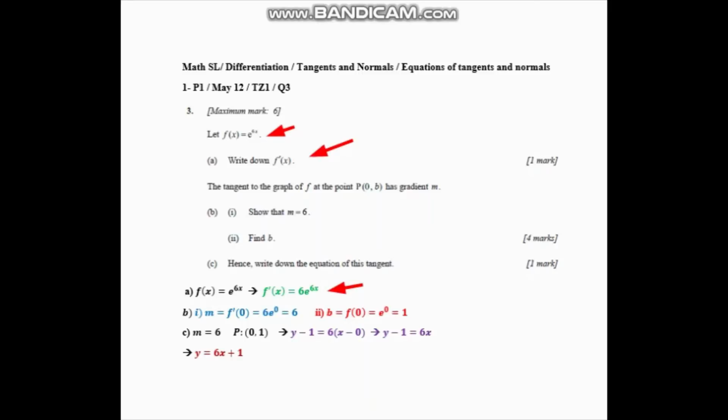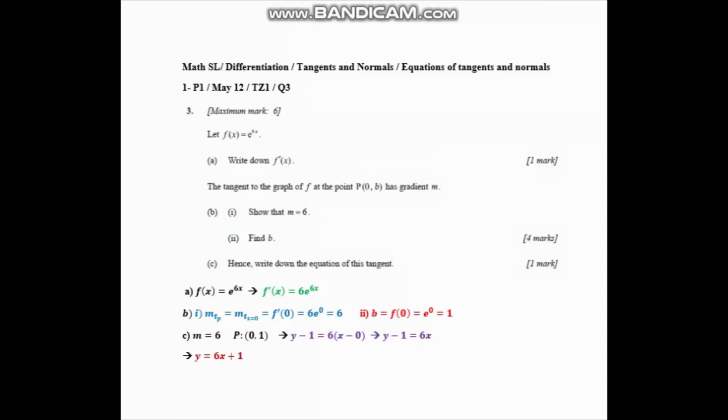In question B, you are told that the tangent to the graph of f at the point P 0, b has gradient m, and you are required in I to show that m equals 6. So let's rewrite our expression for m in our usual terms. In order to show that m equals 6, I'm basically trying to find the slope of the tangent at point P, which is the slope of the tangent at the point where x equals 0. And I got this from this piece of information right there.